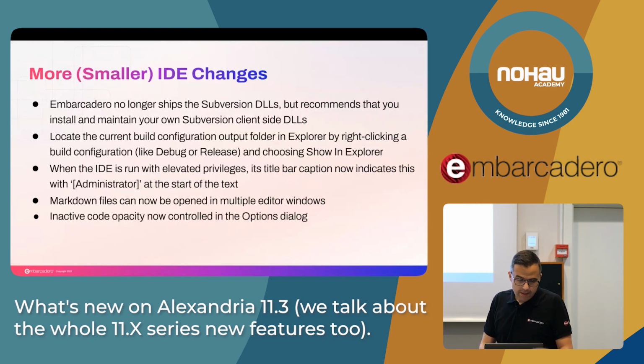More smaller changes. I would say one of the biggest ones is, in case you're using Subversion for source control, we're not shipping the DLLs anymore. So now you have to do as everyone does with Git or Mercurial. You have to use your own DLLs. This is because of security reasons. We don't want to have the responsibility of shipping all DLLs, and we're not doing it with Git or Mercurial either. So now we're not shipping Subversion DLLs with RAD Studio anymore.